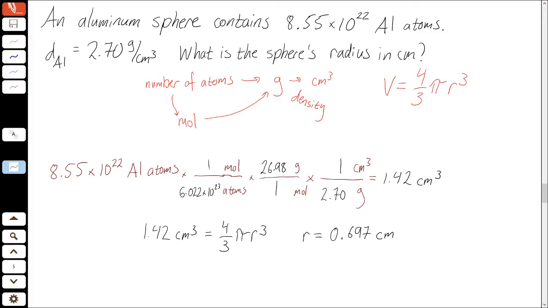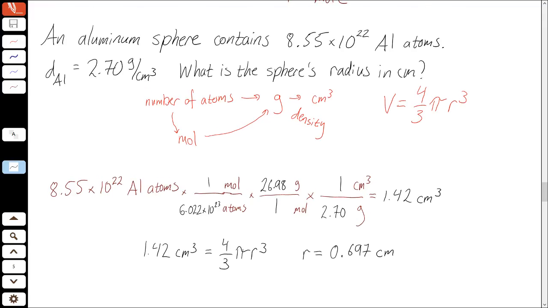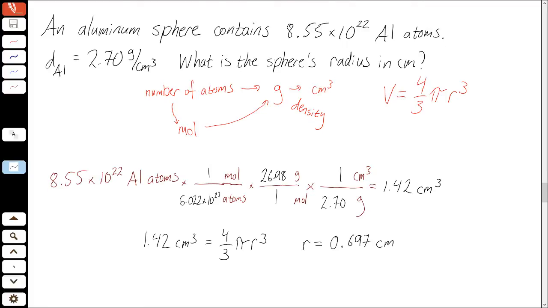So there are several problems like it in the homework. But the idea is anytime you're going between counting something and weighing something, you're going to need to use moles. The rest of it is more like Chapter 1 type standard unit conversions. But when we go between the counting and the weighing, that's when we need to use moles. All right.